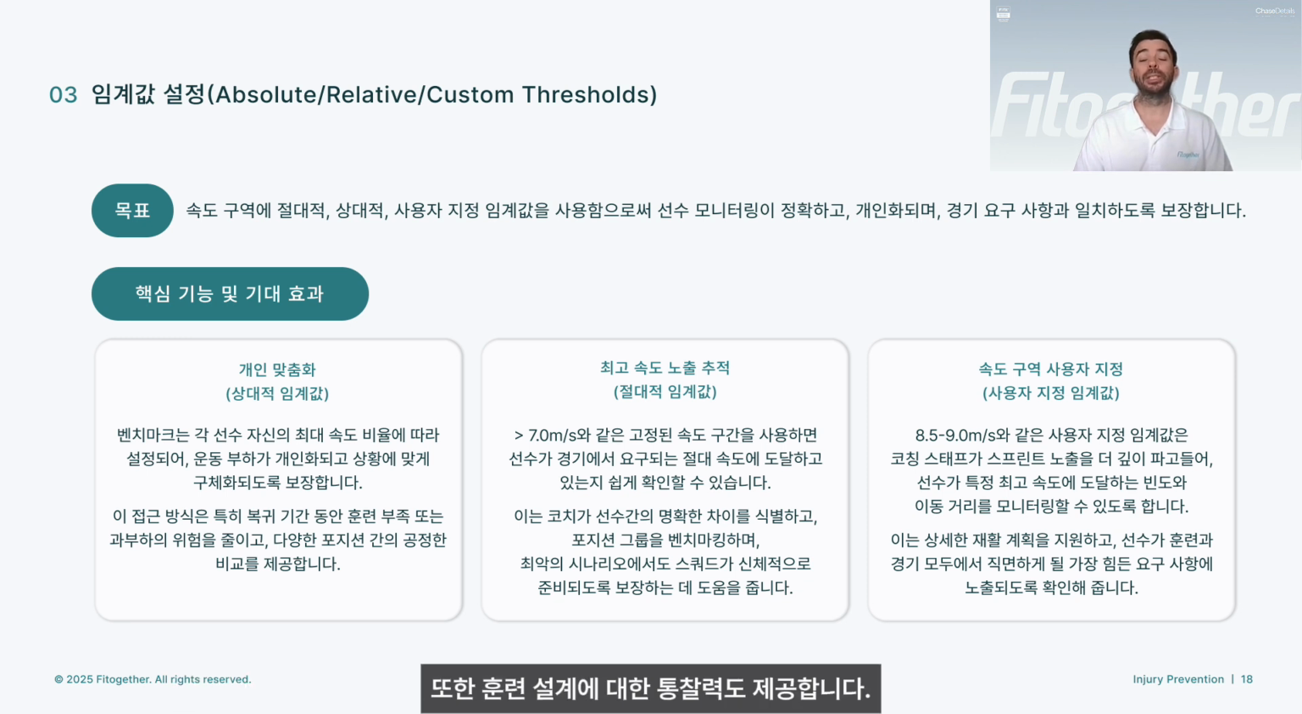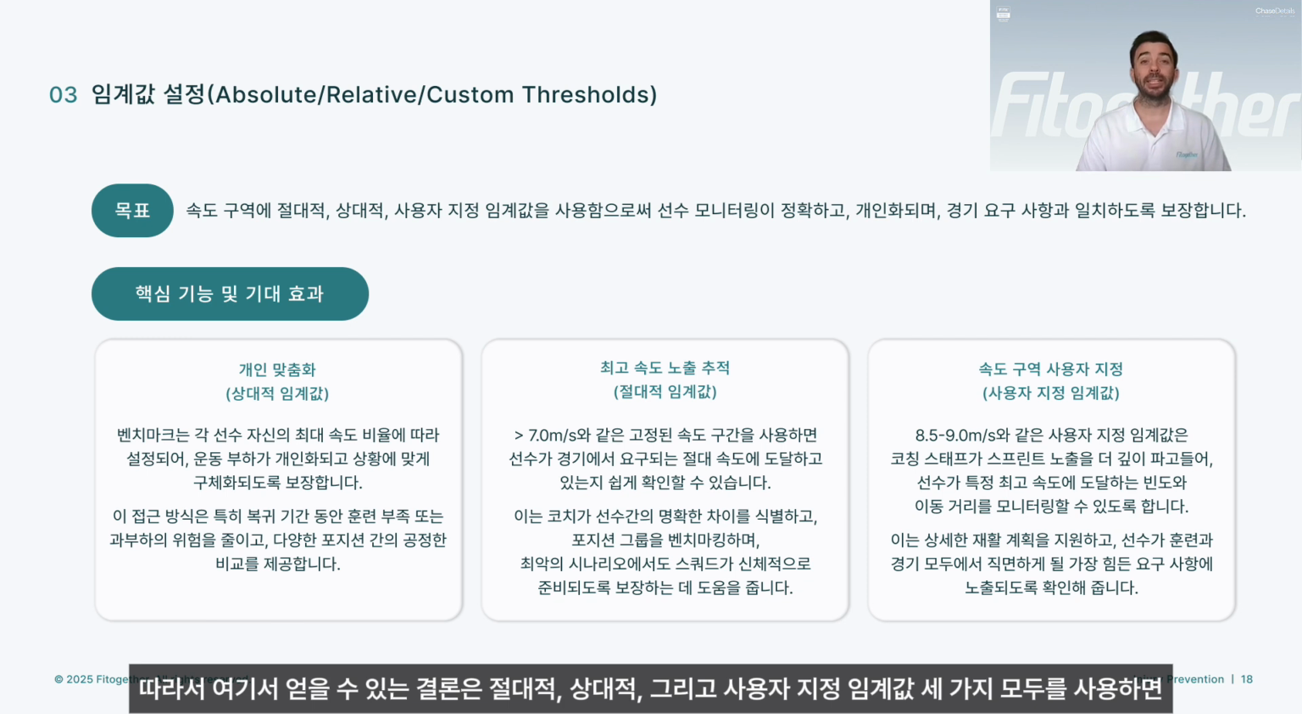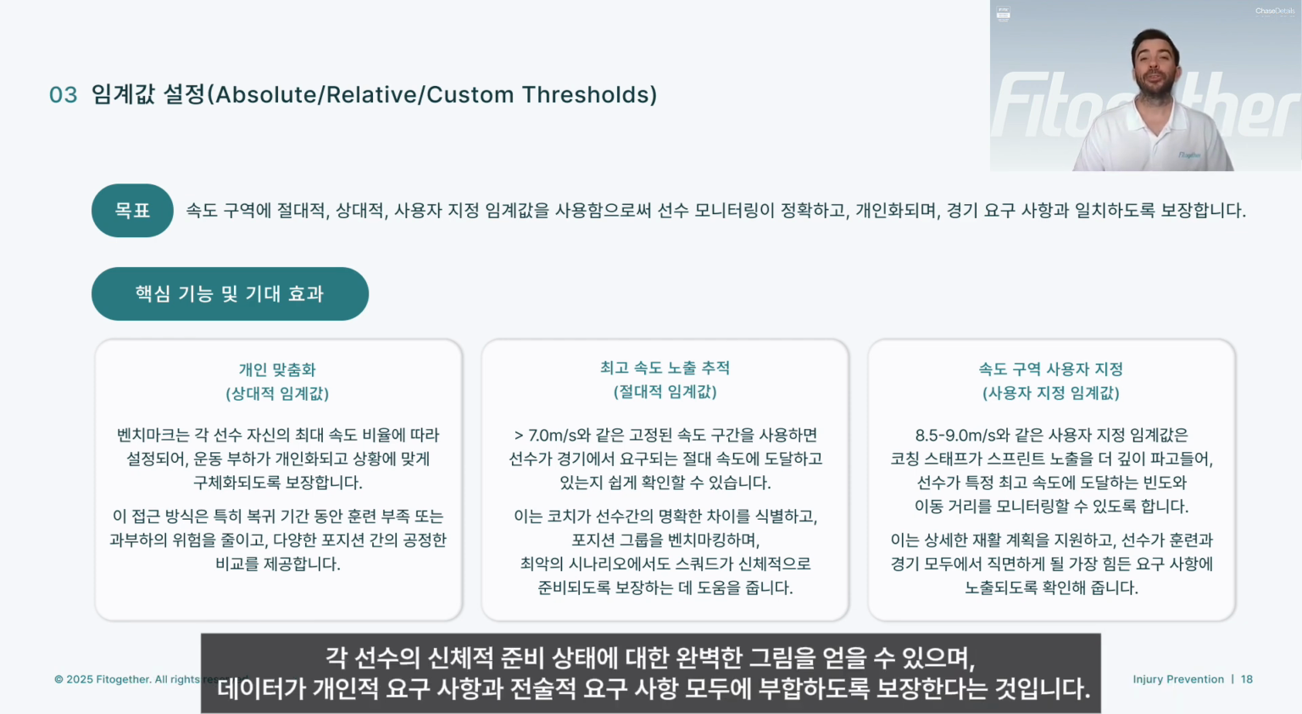It also gives you insight into training design. For example, if your centre backs are actually doing more top-end sprinting in training than in games. So the takeaway here is that using all three, absolute, relative, and custom thresholds, gives you a complete picture of each player's physical readiness, ensuring that your data is aligned with both individual and tactical demands.